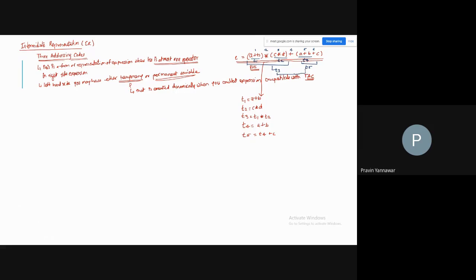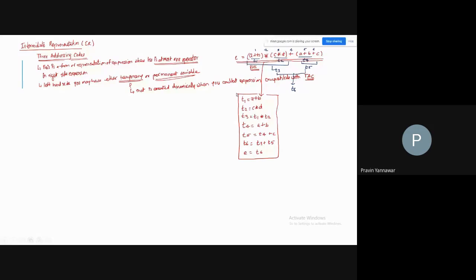I need to join this, and this I need to make as T6. So my next variable is T6, which is my T3 plus T5. And this result is being assigned to whom? This result is being assigned to E. So here I am going to write E is equal to my T6. Now let us try to examine what we have done so far.